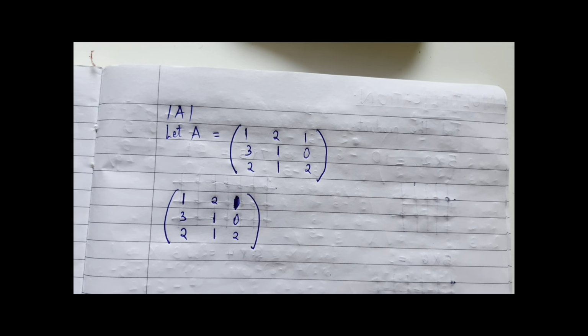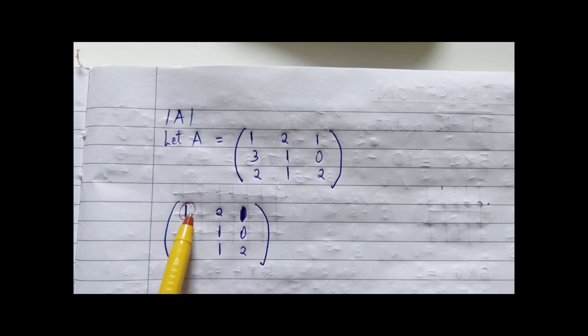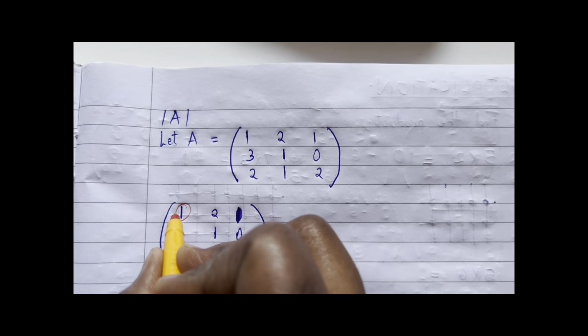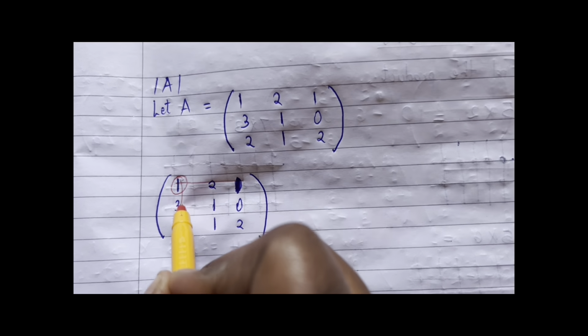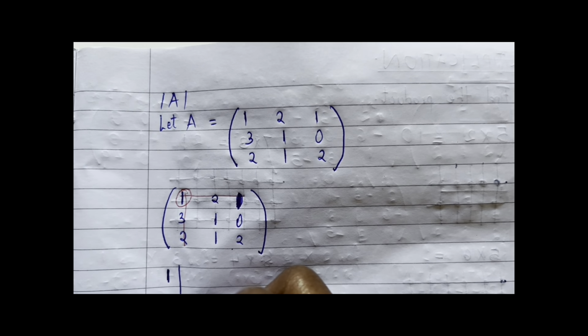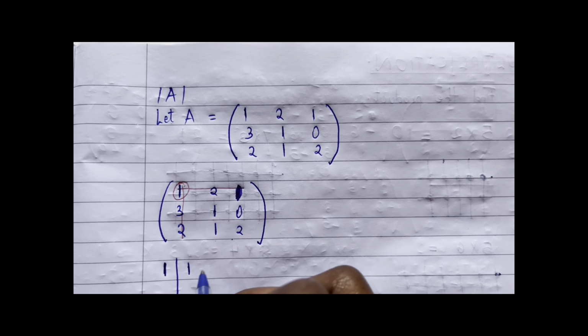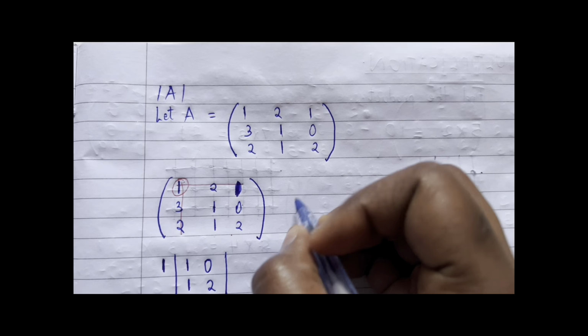So I've written it there. We're going to start with 1. Then we cancel each row and column where 1 stands. So we'll remove 1, 0, 1, 2. That's a 2 times 2 matrix. So we're supposed to find the determinant of the 2 times 2 matrix.